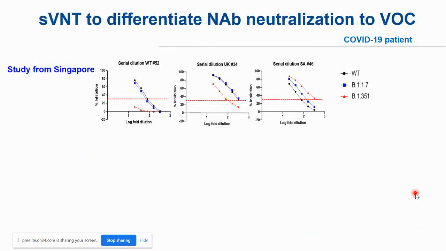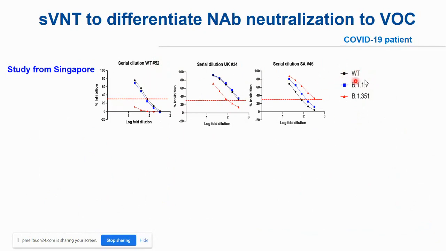People are still worried about variants of concern, so we are also subjecting our technology to see whether SVNT will be able to differentiate neutralization against the variant mutants. Here, we had a study from Singapore. You can see 3 individuals, subject number 52, 34 and 46. Subject 52 experienced infection by the original virus.